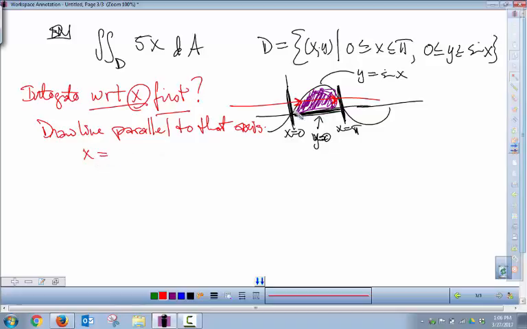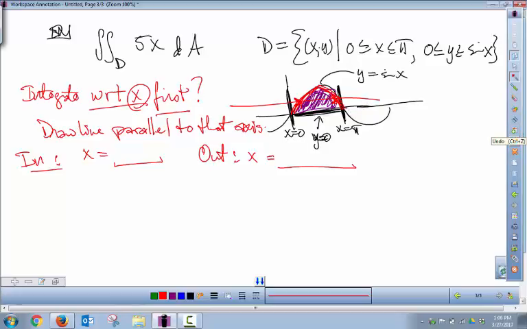So I'm going to get into the function by some function x is equal to something. All right? And then in, and then out. And the two functions that I'll be dealing with would be this part of the sine graph and then this part of the sine graph. So it looks like this is going to be kind of complicated to integrate with respect to x first.